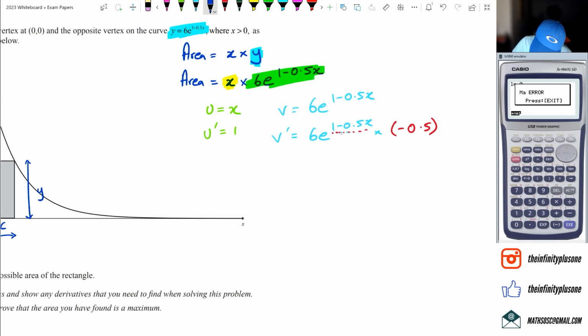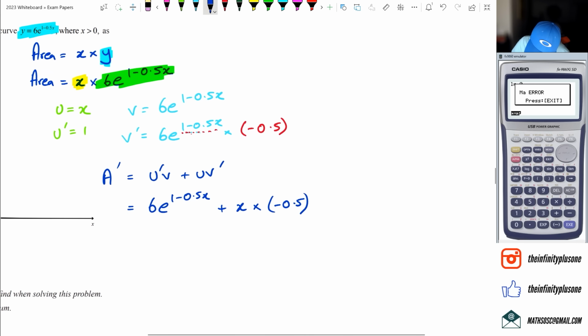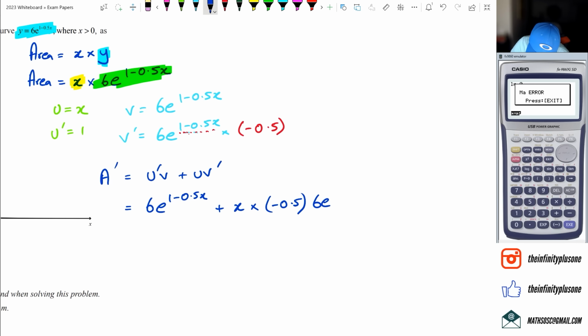Cool. So we can write that the differentiation of area is equal to u dash v plus uv dash. We get u dash is equal to 1, so we've got 6e^(1 - 0.5x), plus u is x times v dash, which happens to be negative 0.5 multiplied by 6e^(1 - 0.5x).